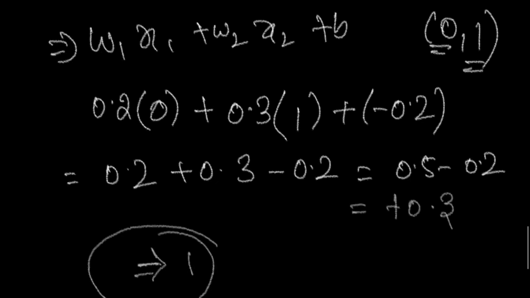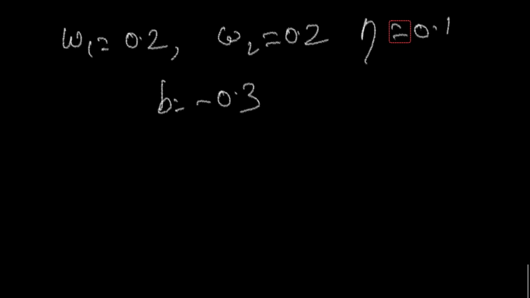So if this is the case, I haven't adjusted the weights because I'm going to see the misclassification only after iterating all the four values of the truth table. So the next step which I have to do is 1 comma 0. So for 1 comma 0, what is the net value?